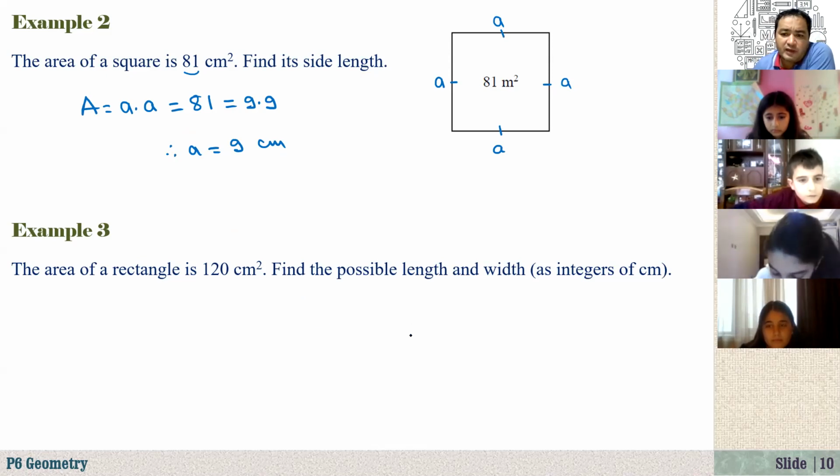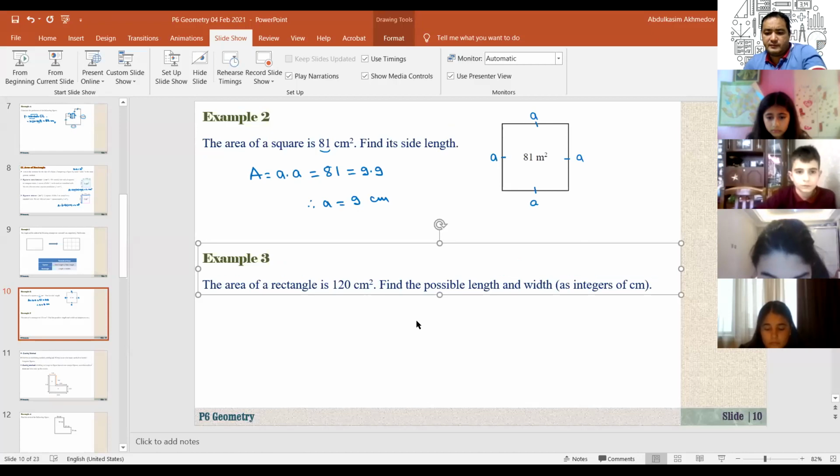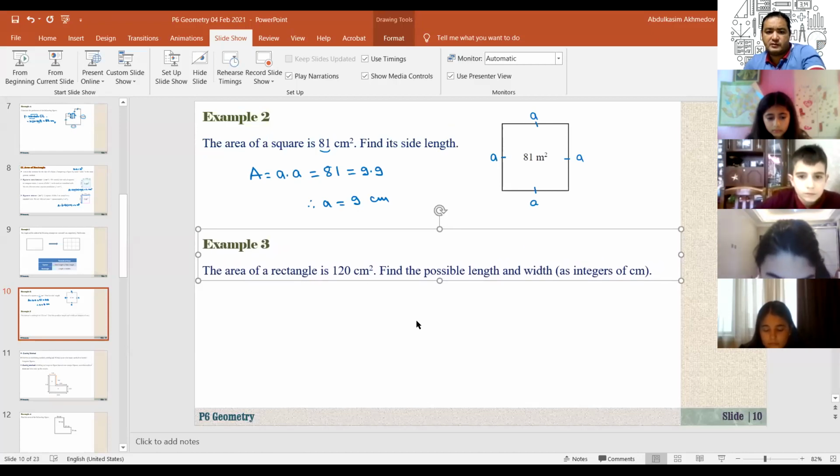The second one: the area of a rectangle is 120 square centimeters. Find the possible length and width as integers of centimeter. You should be a little bit careful with this question, okay? Just a minute, I need more space.